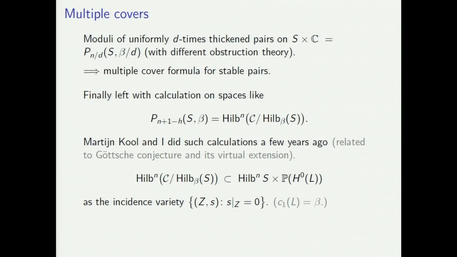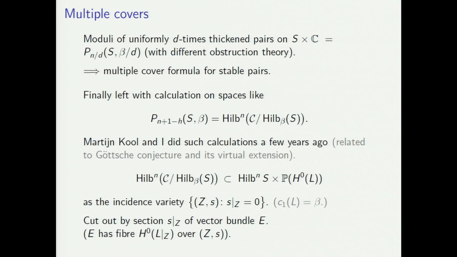So we're finally left with a calculation just on S, and then I was going to tell you, but I won't because I've run out of time, how you do that calculation on S. But work of Martin Kool and I, using very classical geometry, incidence varieties, and so forth, did those calculations some years ago in relation to a virtual version of the Gopakumar-Vafa conjecture. And that turns out to be very simple, but that's older work. And so you do those calculations, and what you find is they depend only, if anyone knows the Gopakumar-Vafa conjecture, on topological quantities.